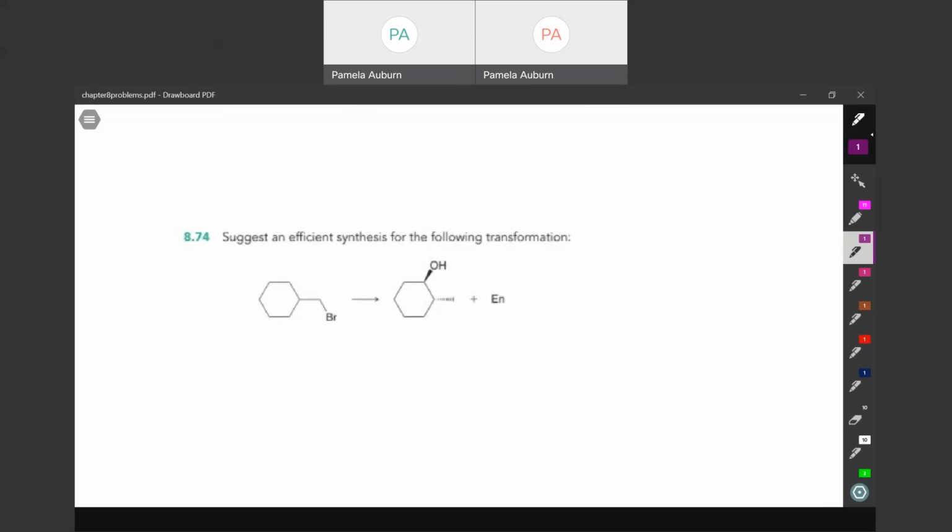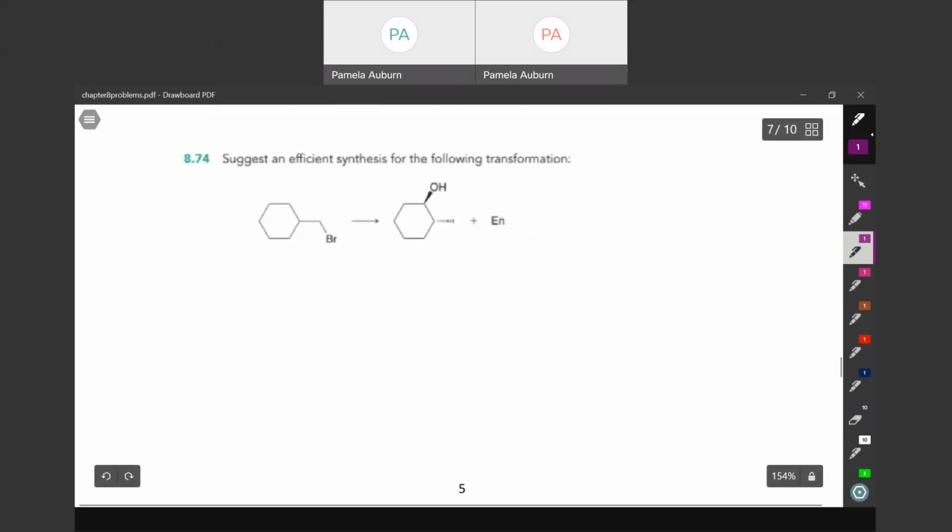Suggest an efficient synthesis for the following transformation. So when I'm looking at this, the first thing I think I'm going to need is to get to the alkene, and then I can manipulate it from there. In order to get the alkene, I need to do an elimination reaction. My alkyl halide here is primary, so I'll take it and react it with a base. And that will get me the alkene.